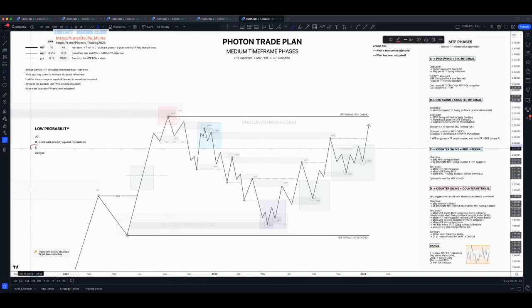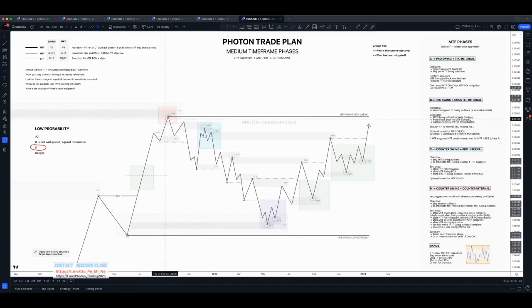But this is a very easy one to just leave out of your plan and not get FOMO if the setup plays out. Fine, whatever, it's fine. Just wait for phase C. This is a lot better, okay? So D is an easy one to leave until you're consistent.